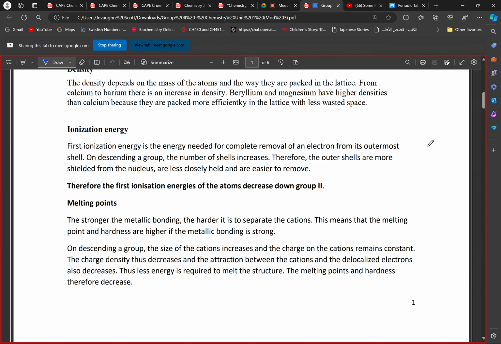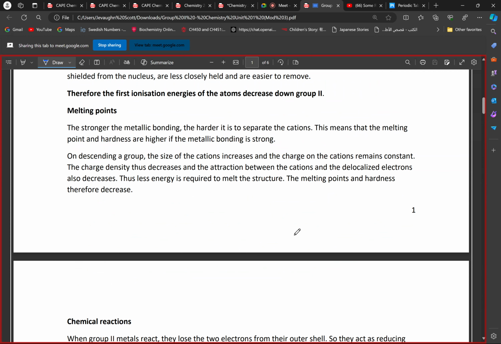So we have that there. We know that already. Now, melting points. Metallic melting points, right? The stronger the metallic bond, the harder it is to separate the cations. So what does this mean?